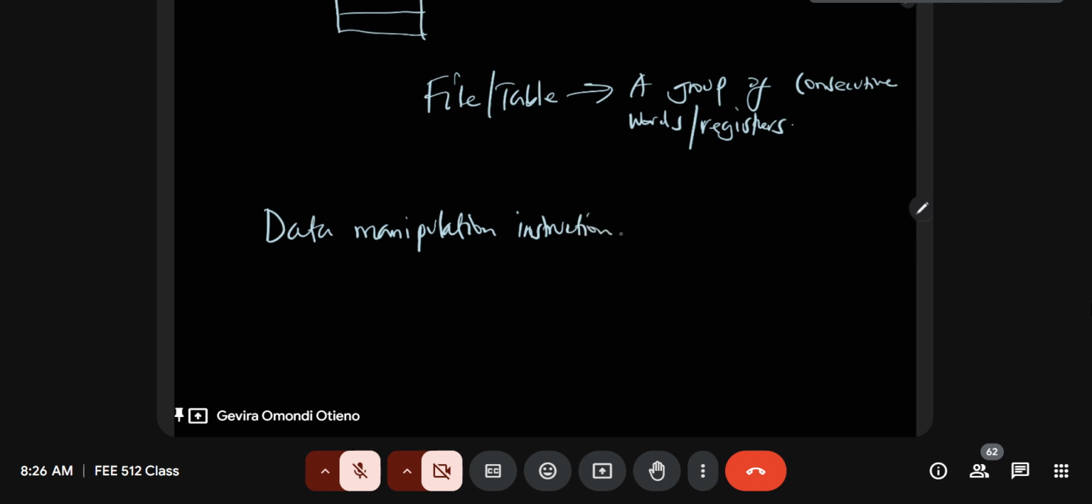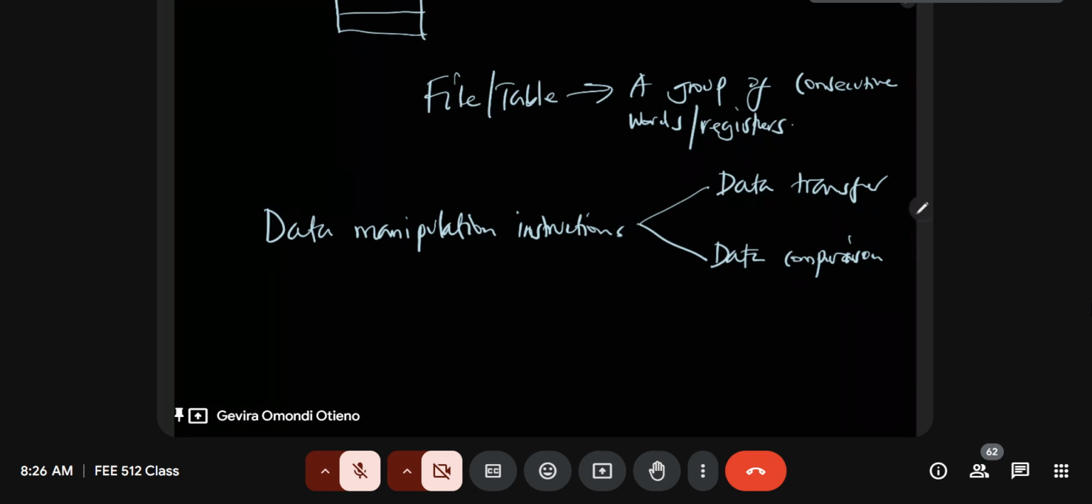We have categorized this into either data transfer, which involves transferring blocks of data from one location of memory to another, or data comparison, which involves logical operations or math functions, as we shall see in a short while. So let's start with the first one, data transfer.